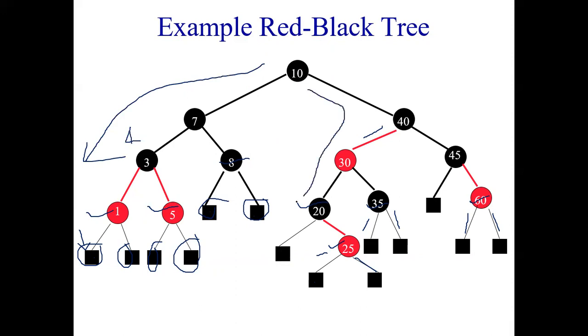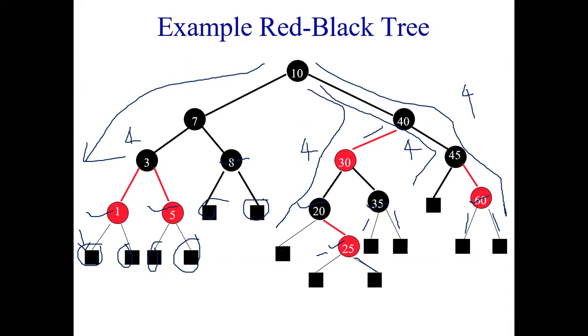Let me take some other path. Let me take this path. Okay, 1, 2, 3, 4. Here also it is 4. Take any path, it will be 4 only. 1, 2, 3, 4. This path is also 4. If you take this path, 1, 2, 3, 4. So in any path, the number of black nodes you visit will be the same. Similarly, if you want, you can check for edges also.